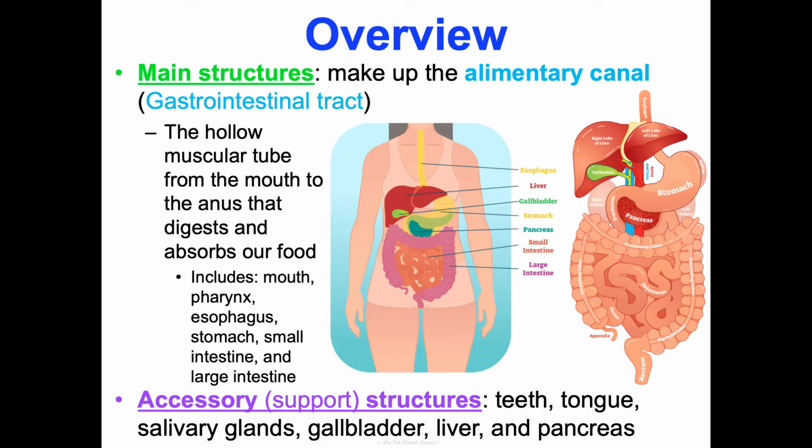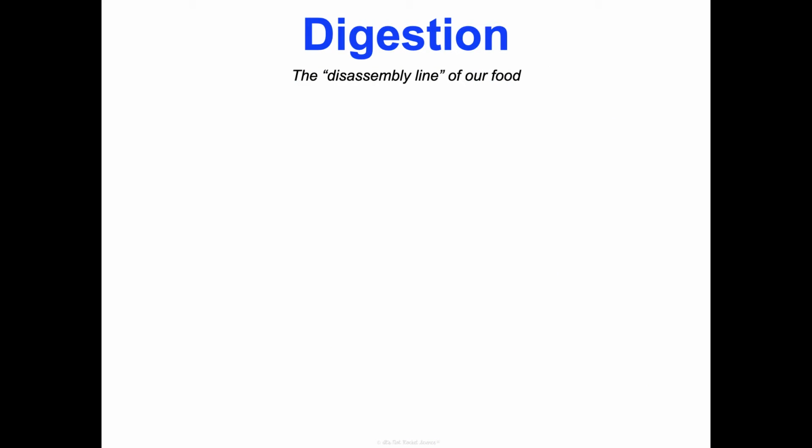But there are also accessory or support structures like your teeth, your tongue, salivary glands, gallbladder, liver, and pancreas. So we're going to talk about each of these things in our discovery stations. Before we get to that, though, I'm going to do an overview of the digestion process so that when you're reading about each of the individual organs in the alimentary canal, you'll have the context of the role that they play within digestion.